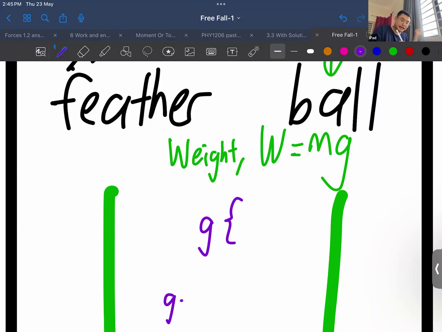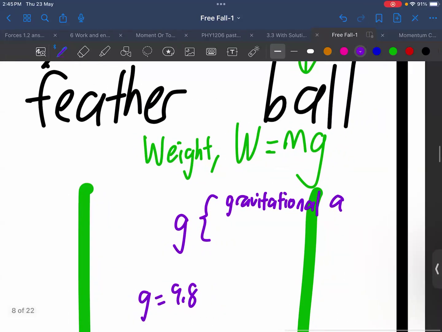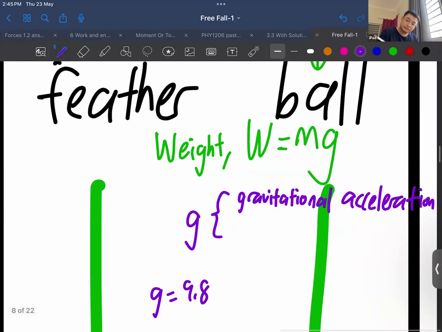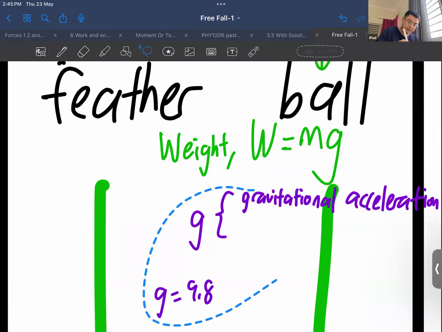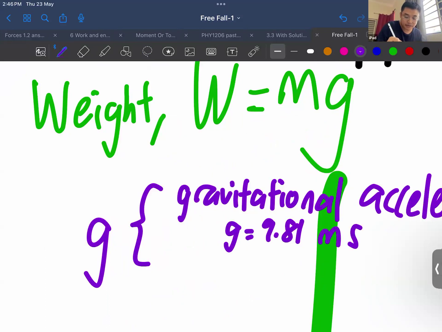In fact, I can tell you the g here is 9.8. But what do you call g? Does it have a name? The small letter g? Gravitational what? Gravitational something. It starts from A. Gravitational acceleration. All right. When this is gravitational acceleration, we call that g equal to 9.81 meter per second squared.